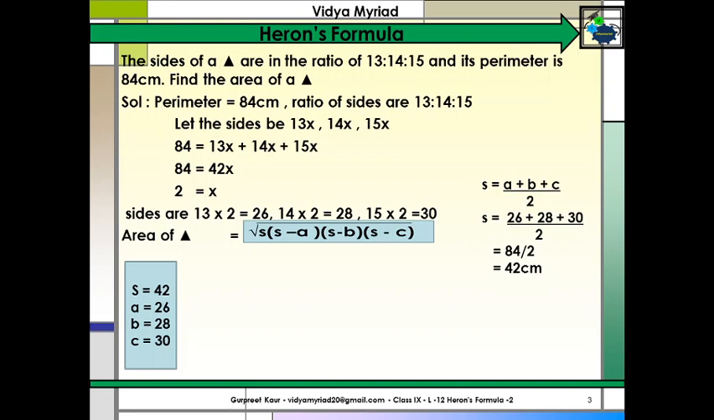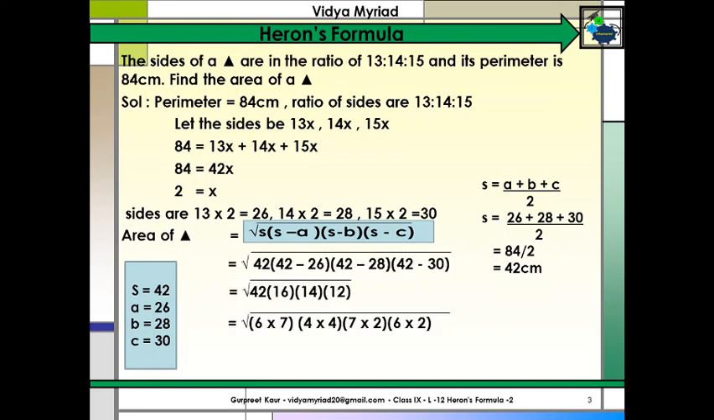Now I have all the information with me: s, a, b, c. Put these values in the formula and you will get the answer 336 centimeters square. Don't forget to put the units, because your perimeter is given in centimeters, so we know the sides will also be in centimeters, so the area will come as centimeters square.